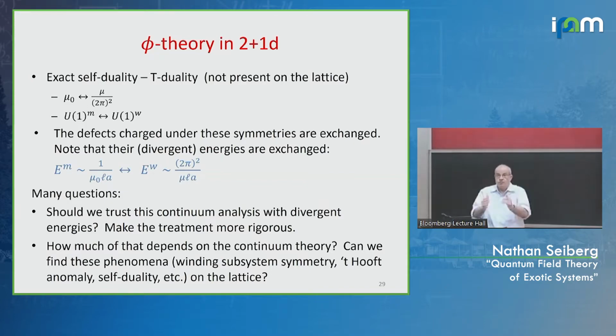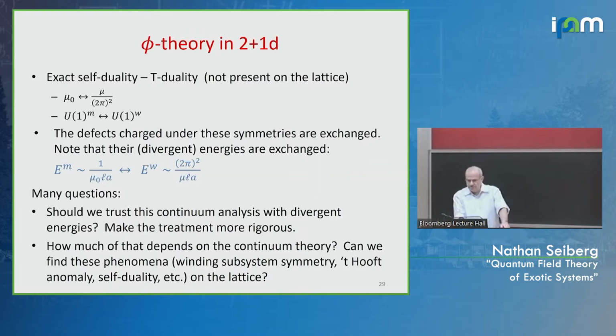So, first of all, the continuum analysis might look suspicious. Second, it exhibits some properties which existed already on the lattice, like this momentum subsystem symmetry. That we can live with. But it also has this winding subsystem symmetry, which was not there on the lattice, this 't Hooft anomaly, the self-duality. How should we deal with that?